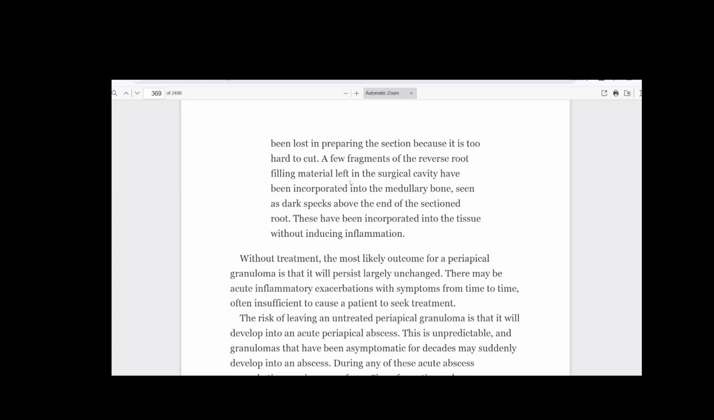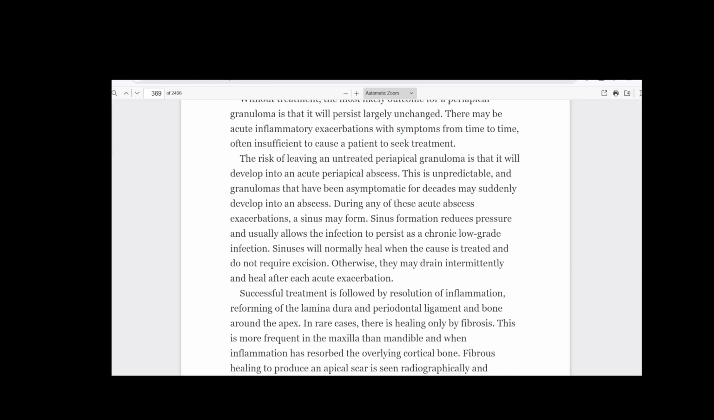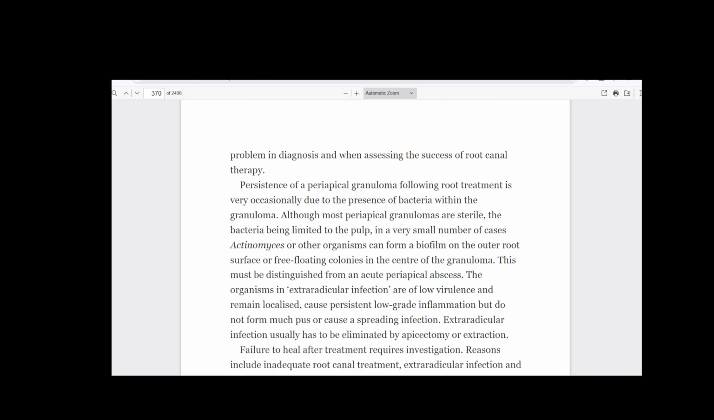Successful treatment is followed by resolution of inflammation, reforming of the lamina dura and periodontal ligament and bone around the apex. In rare cases, there is healing only by fibrosis. This is more frequent in the maxilla than mandible and when inflammation has resorbed the overlying cortical bone. Fibrous healing to produce an apical scar is seen radiographically and appears similar to a persisting granuloma, causing a potential problem in diagnosis and when assessing the success of root canal therapy.